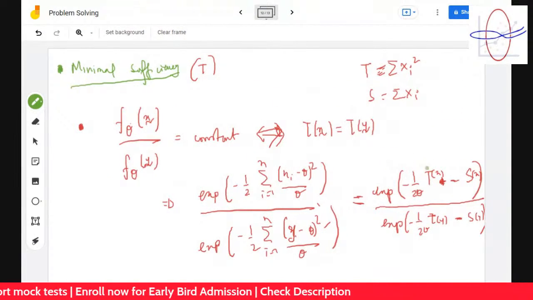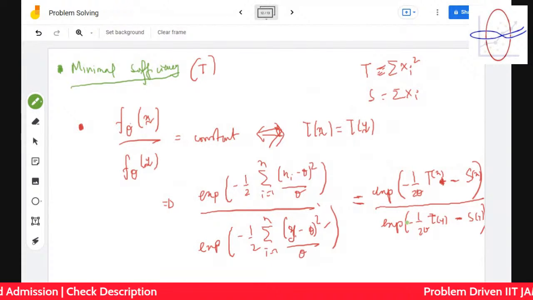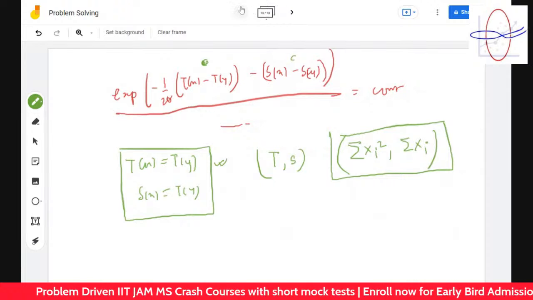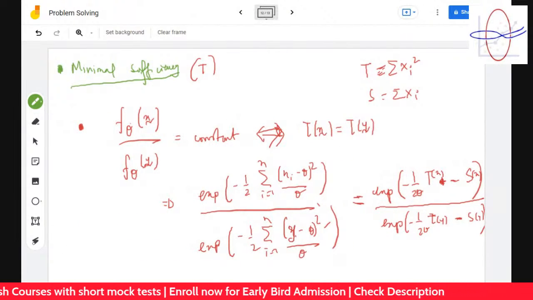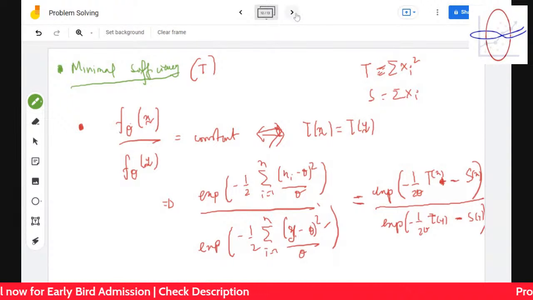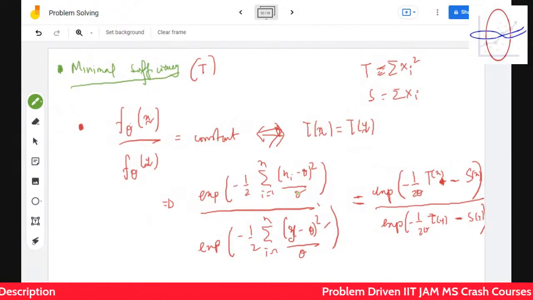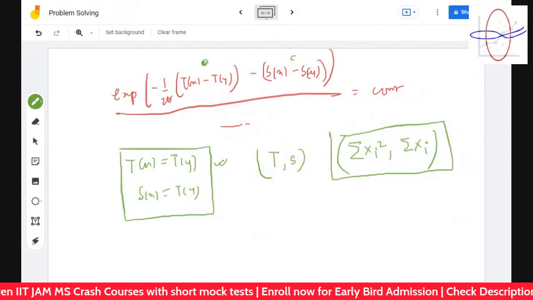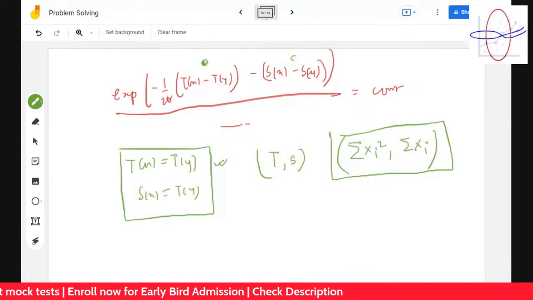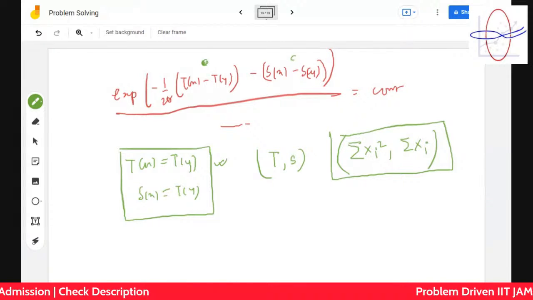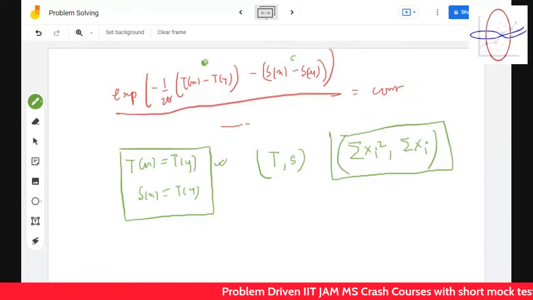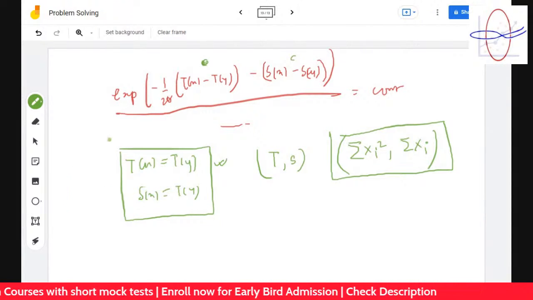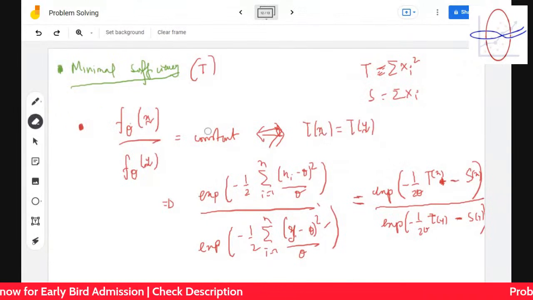Did you understand this, guys? Did you understand? I may have made a mistake. In fact, I have made a mistake, and you told me yes, it's correct. Can you tell me what mistake I have made? The mistake I have made is that here T is minimal sufficient, not S. I did it so that you can understand what mistake I have made.